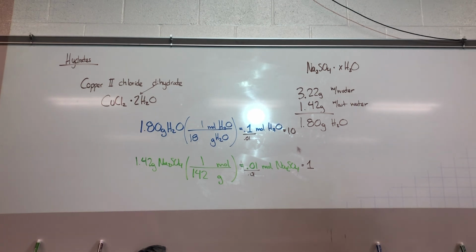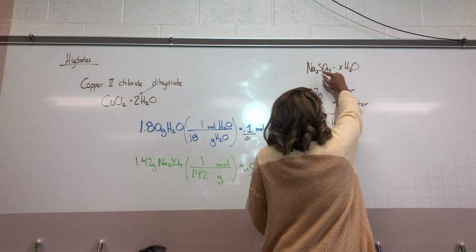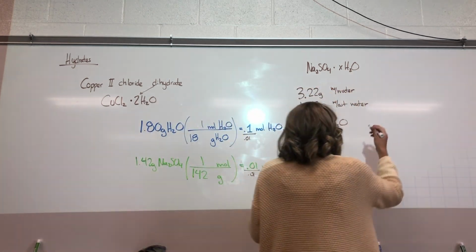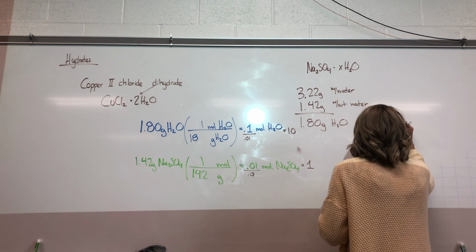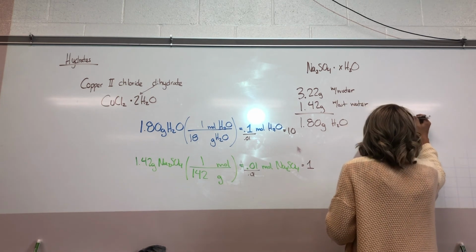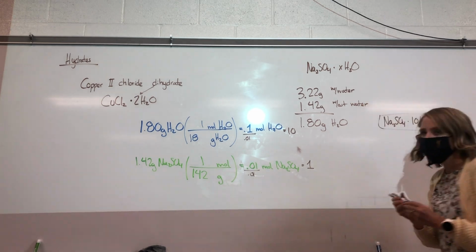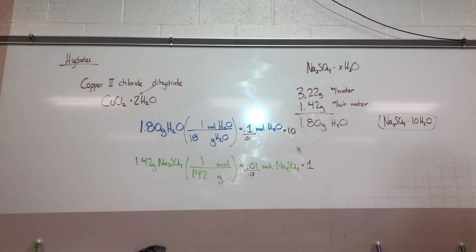Any other questions? Yeah. How do we write out our answer? So in this case, your answer would actually be just putting it into the formula. So you just write that your final answer is, and then 10 H2Os. Okay.